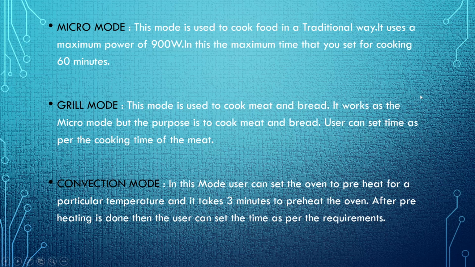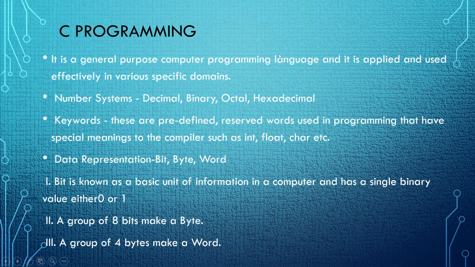The third one is convection mode. In this mode, the user can set the oven to preheat to a particular temperature, and it takes 3 minutes to preheat the oven. After preheating is done, the user can set the time as per the requirements. Okay, let's go into the second topic, C programming.